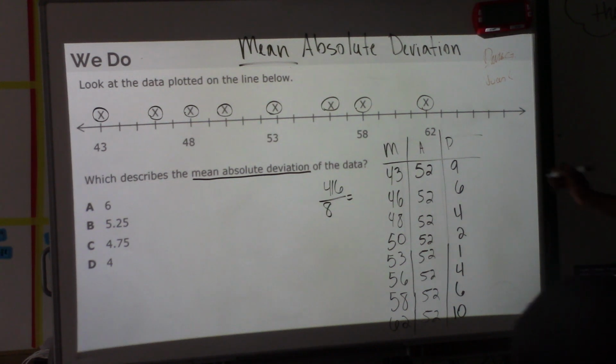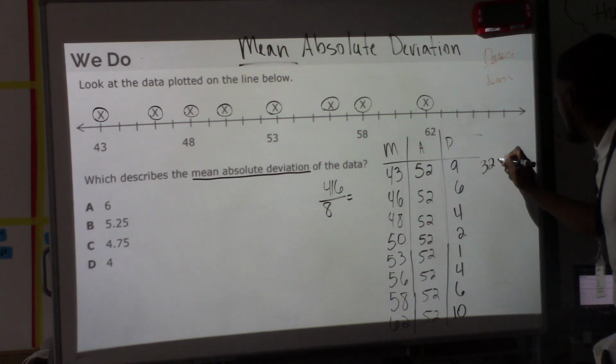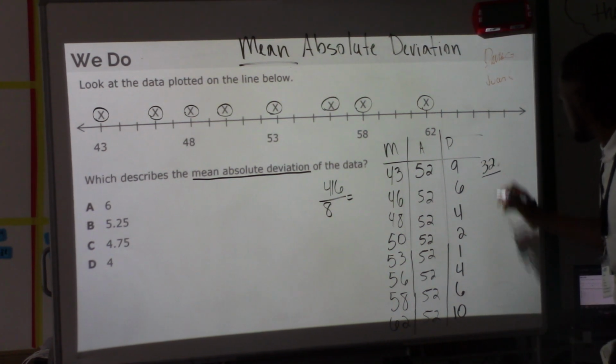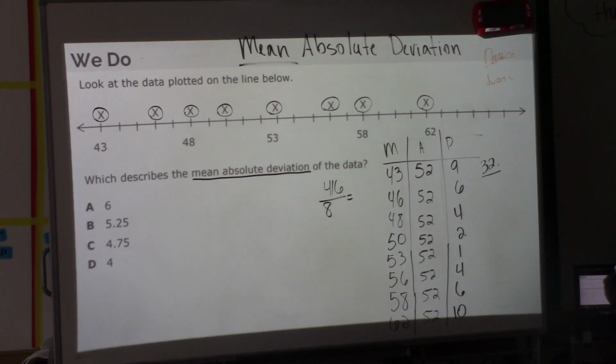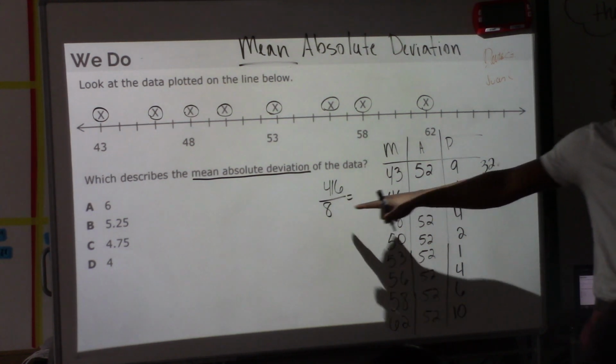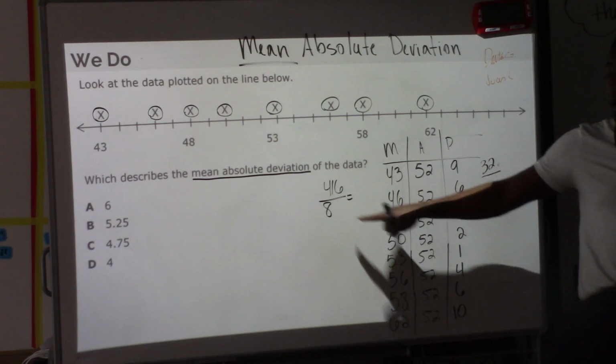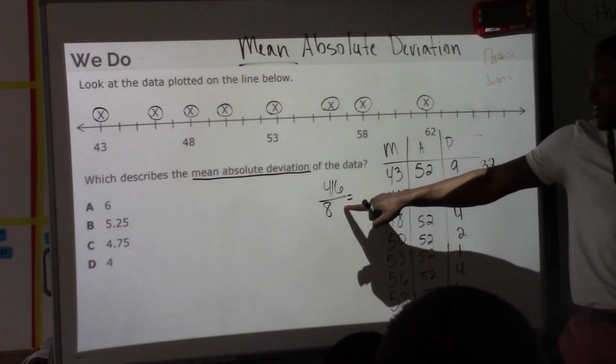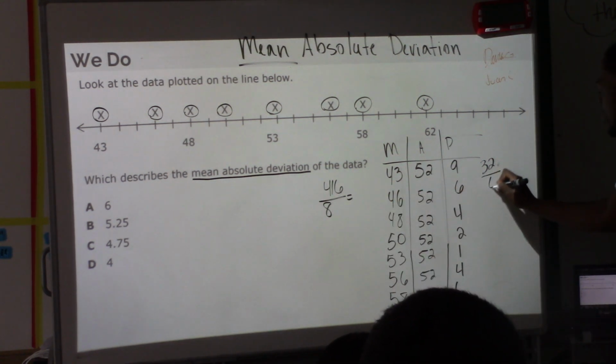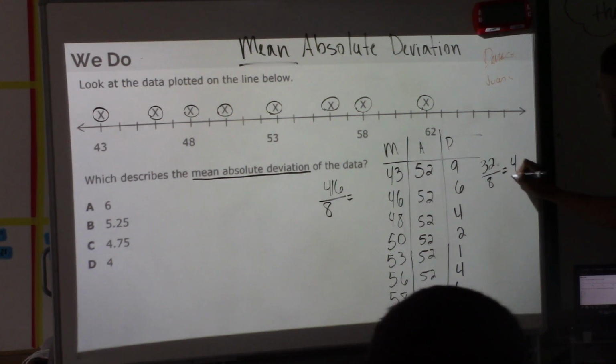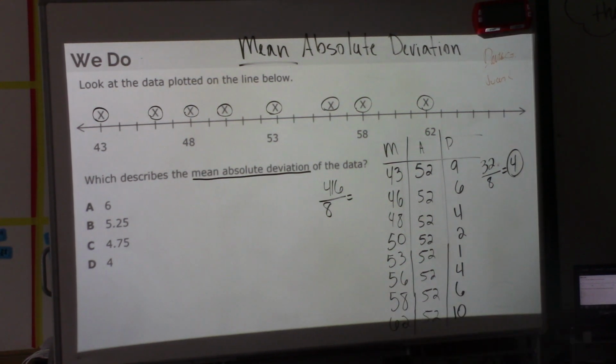32 divided by what? 8. You divide by the same number. The amount of numbers is not going to change. If I had to divide by 8 over here, I have to do the same over here. And what do I get? 4. My mean absolute deviation, or my MAD, is 4.